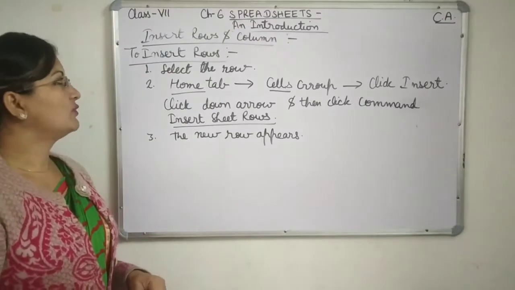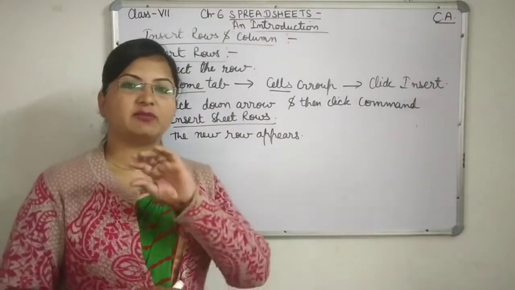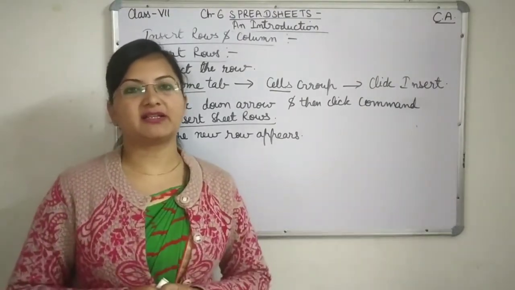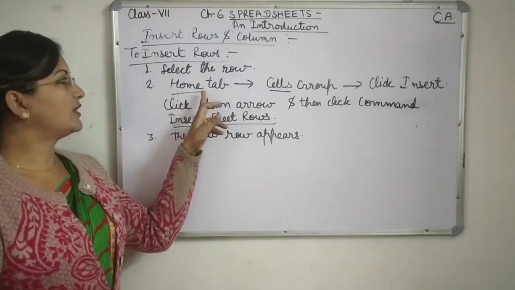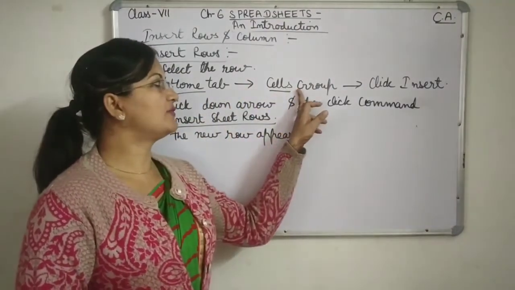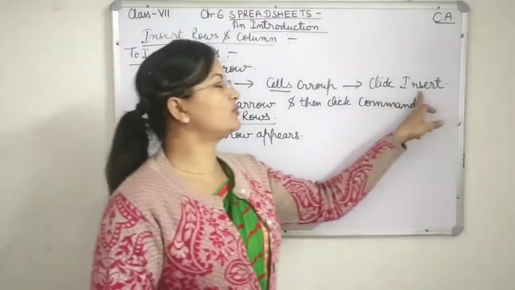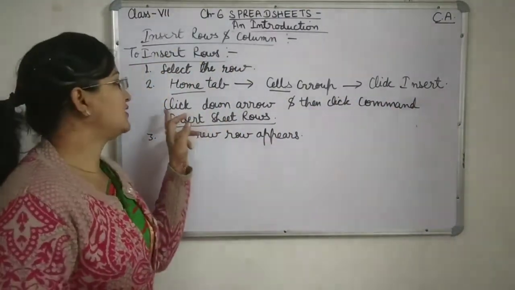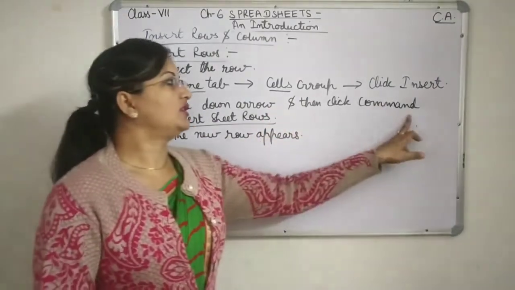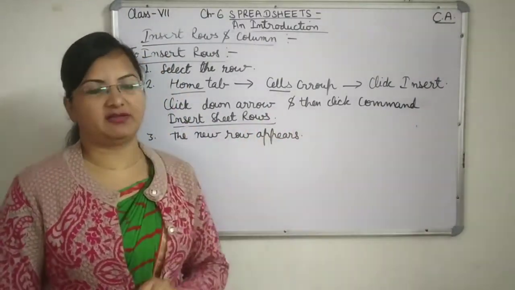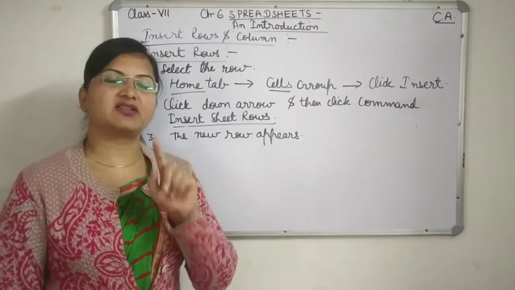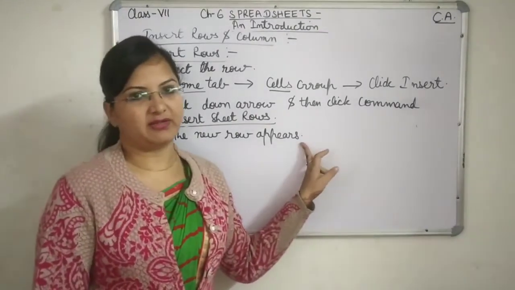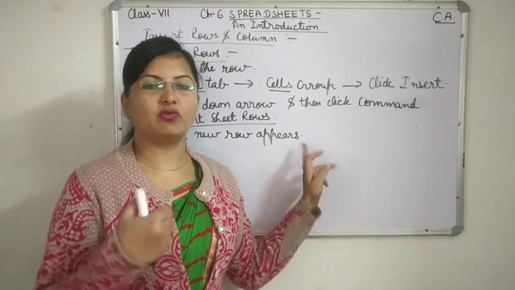To insert rows: if you have created a table and in between you want a blank row, in which you have to add one more row, meaning you have to add data in a whole row, then you have to click on the Home tab. Then go to the Cells group. In the Cells group go to Insert. There you will get a small drop down. When you click on it, you have to click on the Insert Sheet Rows command. You have to choose it and then the new row will appear. Wherever you have selected the row, the new blank row will appear.